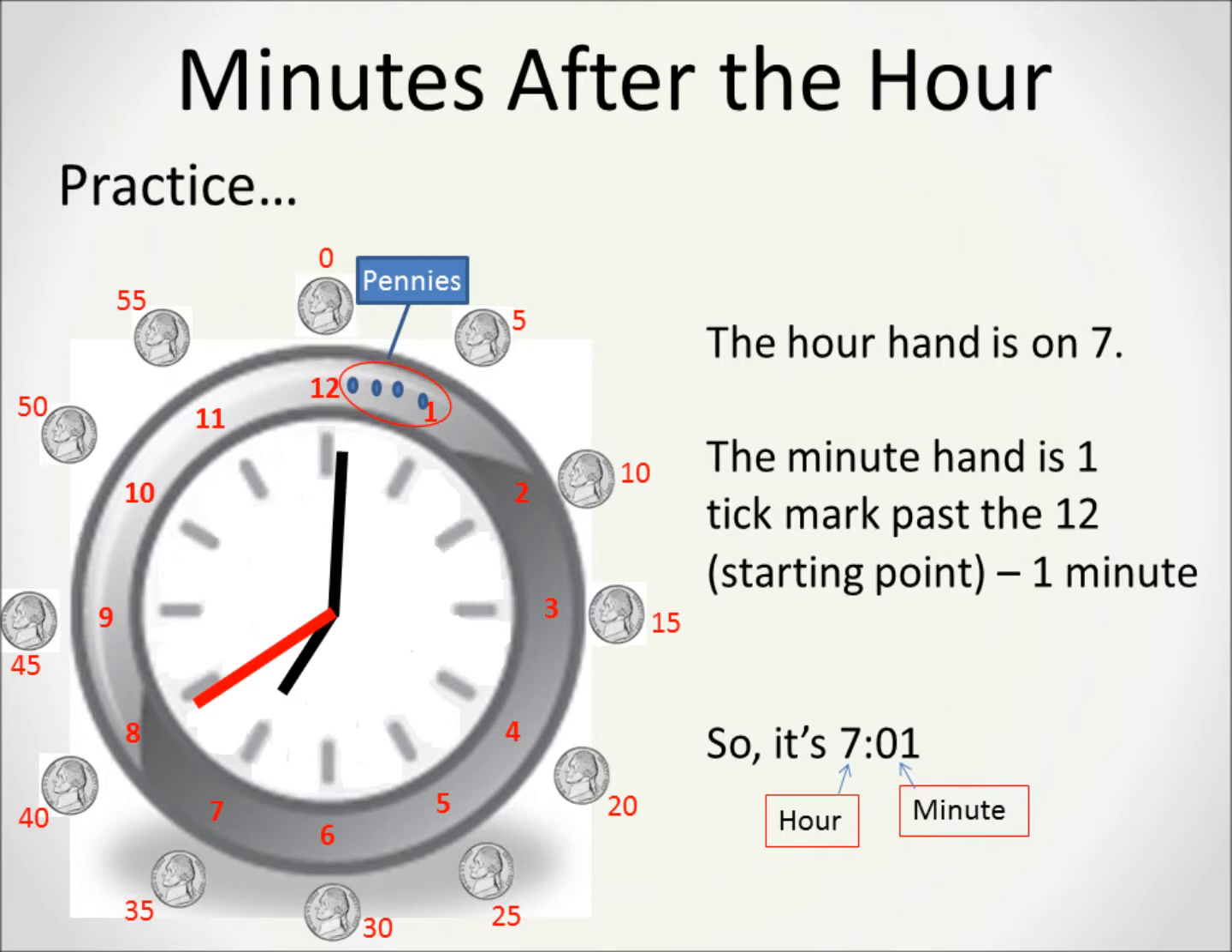This is our last practice clock. On this clock, the shortest hand, the hour hand, is on 7, so it's 7 something. The minute hand is 1 tick mark past the 12th nickel. Remember that 12 is the starting point, like home base or 0. In this case, we just have the 1 tick mark, which is 1 minute. So the hour is 7 and the minutes is just 1. This will be written as 7:01. Although the 0 is the placeholder, people will say 7:01. You might also hear 1 minute after or past 7, which is the same thing.